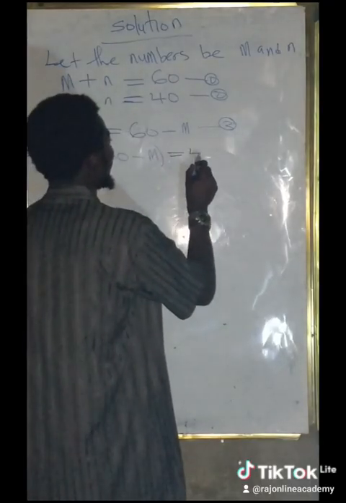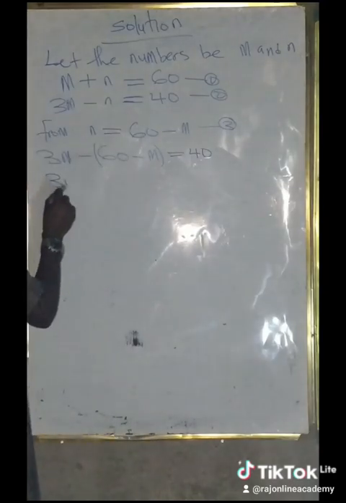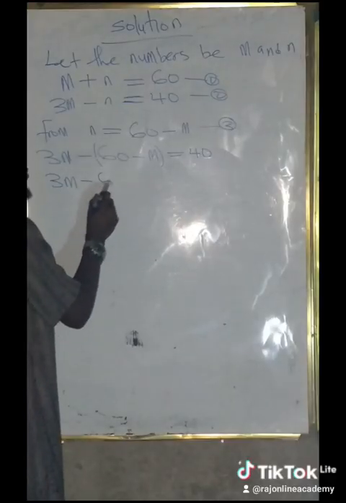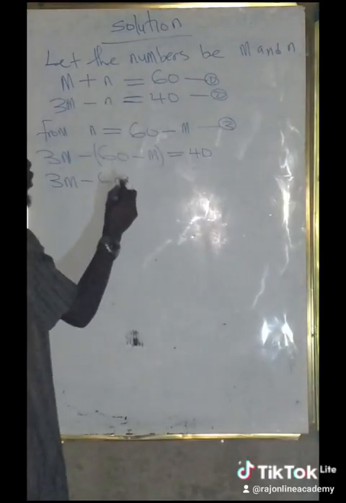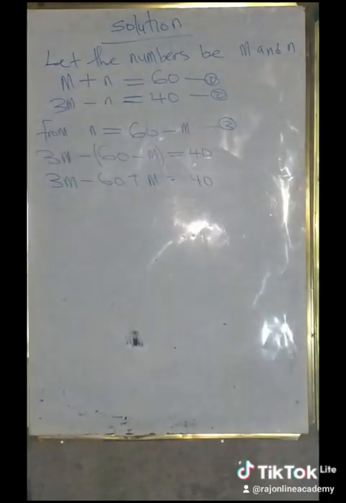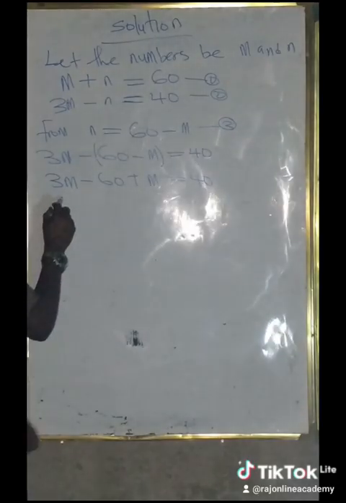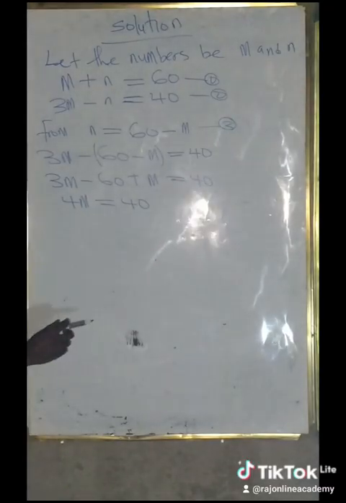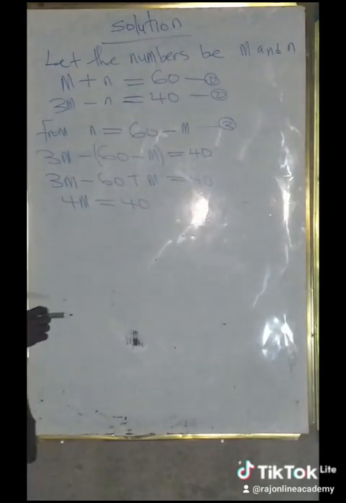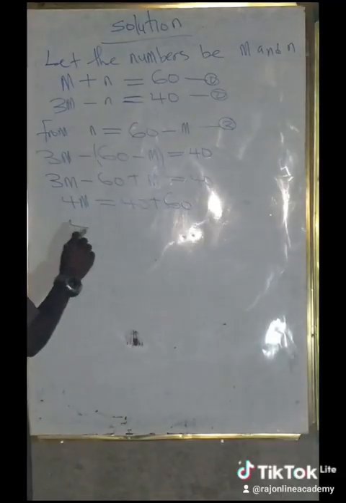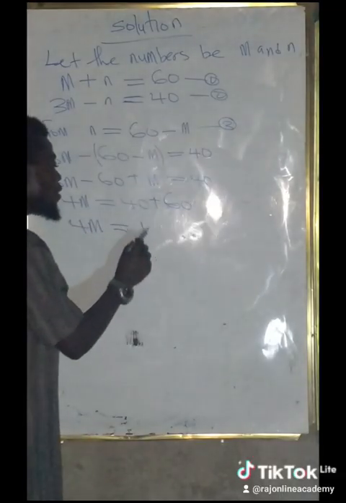So we go, this is equal to 40. You come again and say, this is 3M here, plus times minus here, we have minus 60, and minus times minus gives you plus M, equal to 40. Are we okay? Good. Now, let's collect like terms. You have 3M and M, you get 4M. Next, we have the equal sign and 40. And this is negative 60, going over becomes positive 60.